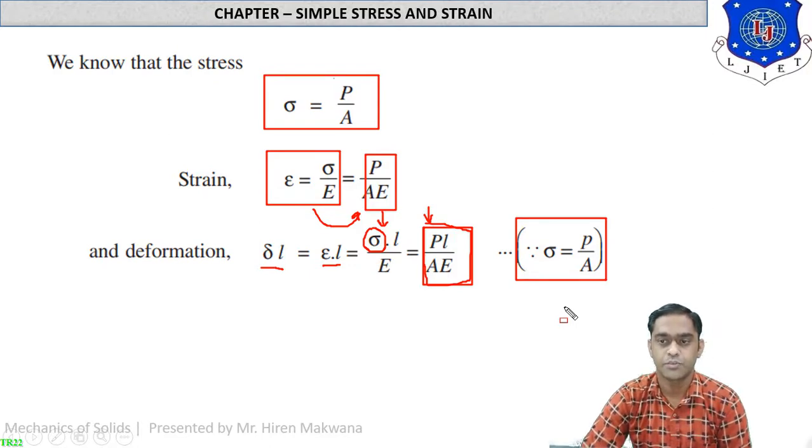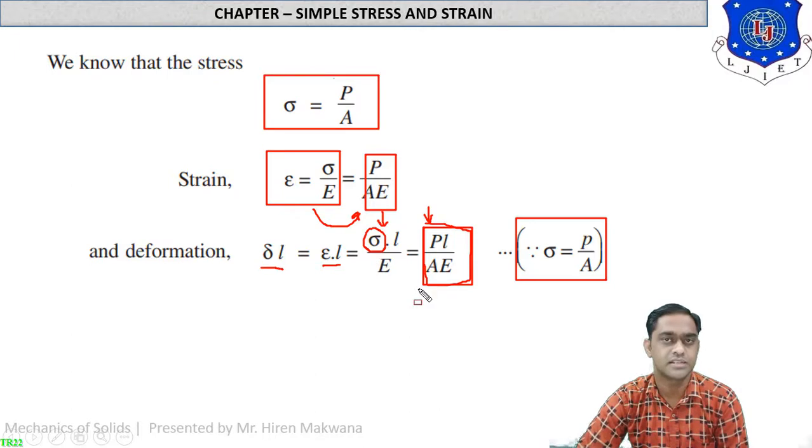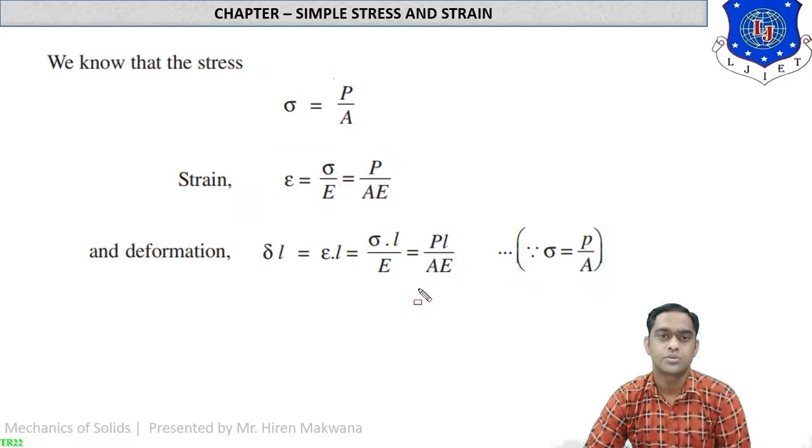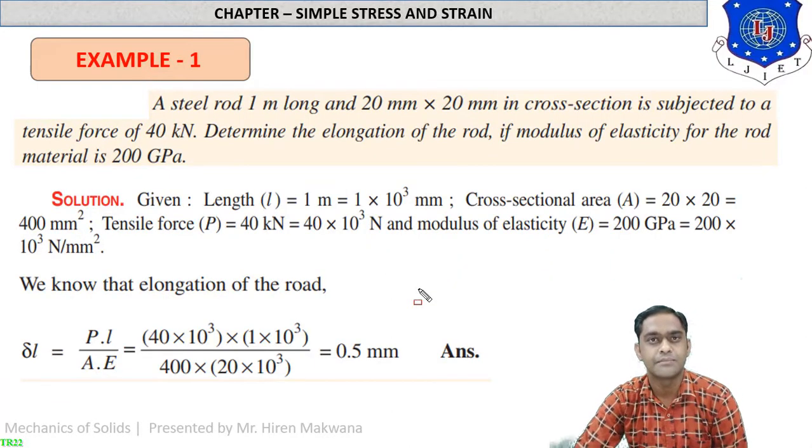Delta L is equal to PL upon AE. Delta L means change in length, increase or decrease. It will be in mm. P means force, it must be in Newton. L means original length, which must be in mm. A means cross-sectional area, depends on the shape of the subject. And E is equal to modulus of elasticity, whose unit is Newton per mm square. So now, students, let us start with some examples.